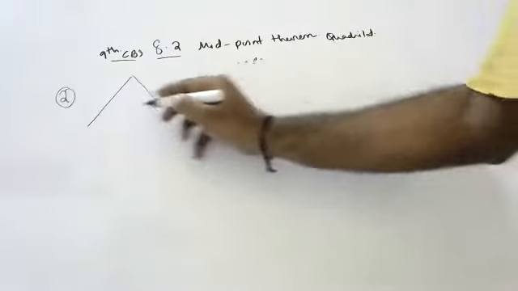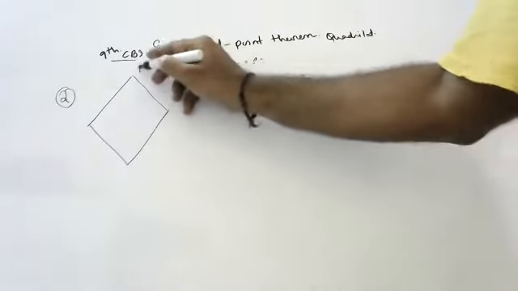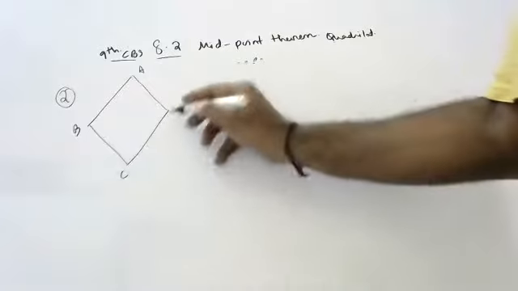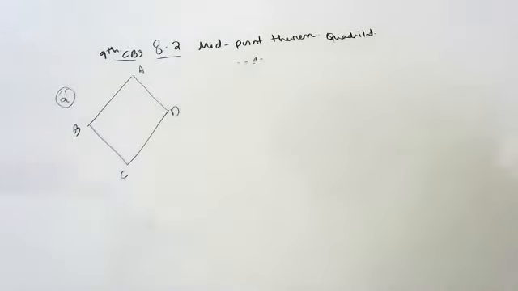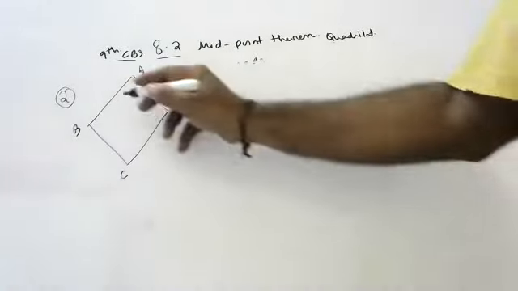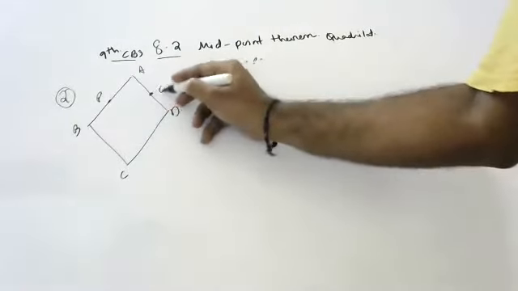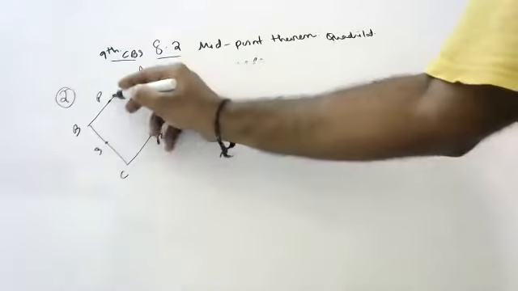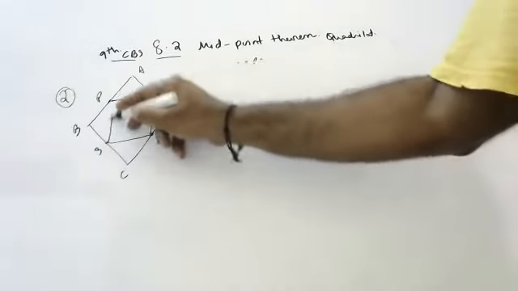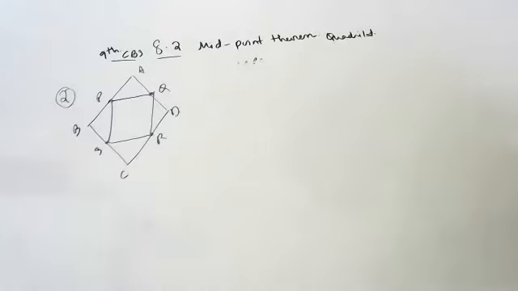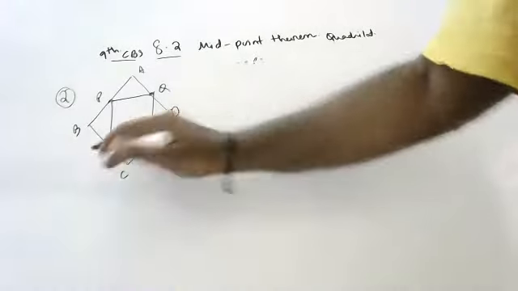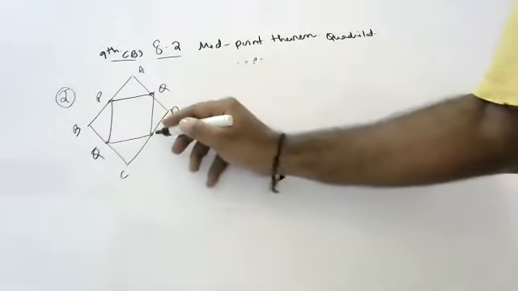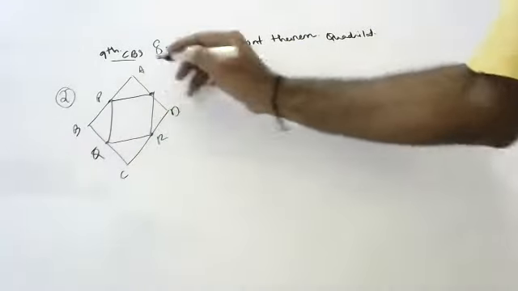The second one is saying that ABCD is a rhombus. Please see here, children. ABCD is a rhombus, and P, Q, R, S are midpoints. P, Q, R, S are the midpoints of AB, BC, and so on.